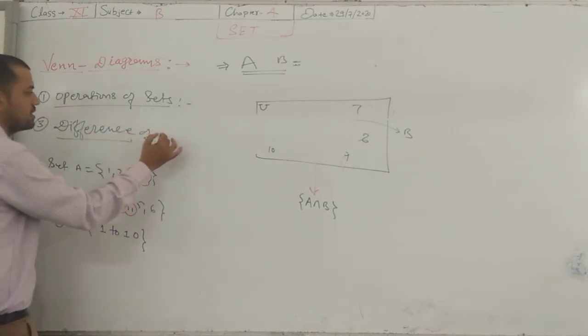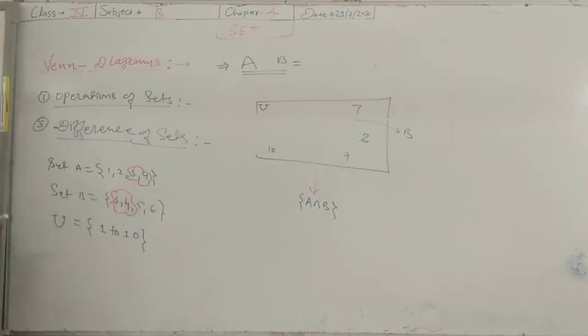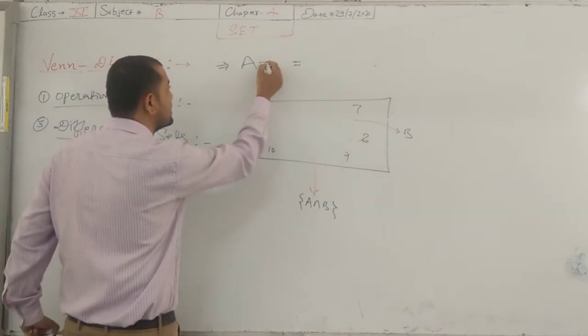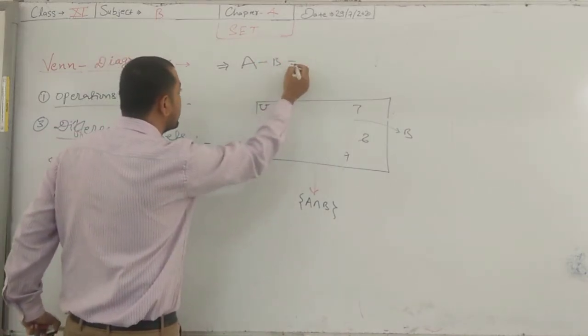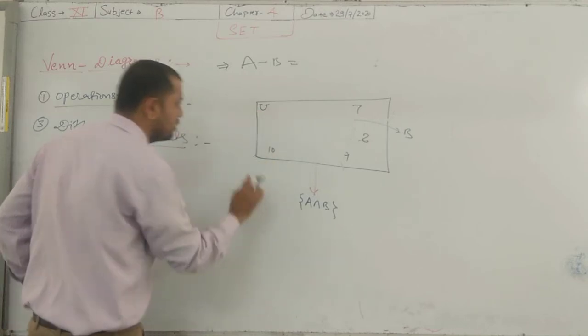Difference of sets. How do we calculate the difference of sets? Difference means A minus B or B minus A. We follow these two properties in the difference. First we calculate A minus B. How do we calculate A minus B?